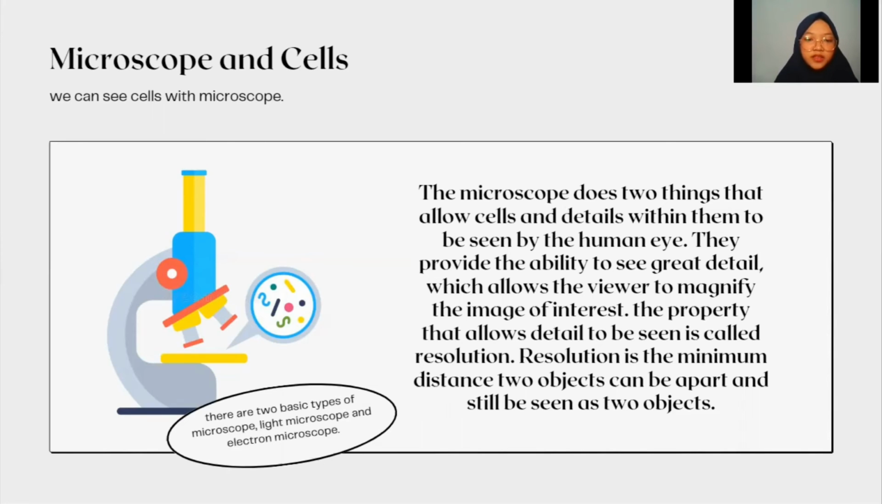There are two basic types of microscope: the light microscope and the electron microscope. We usually use a light microscope, using light from the sun or a lamp.